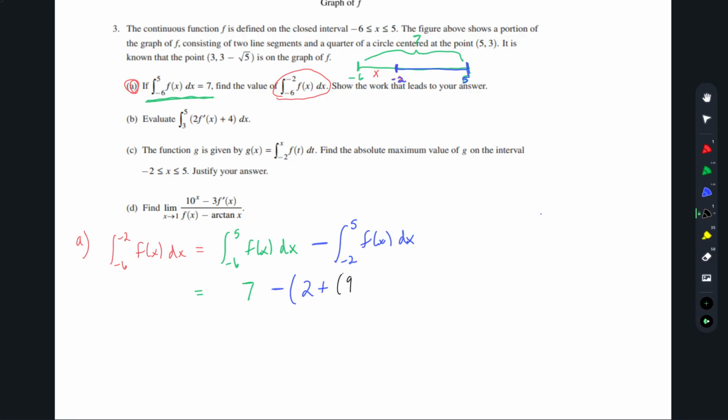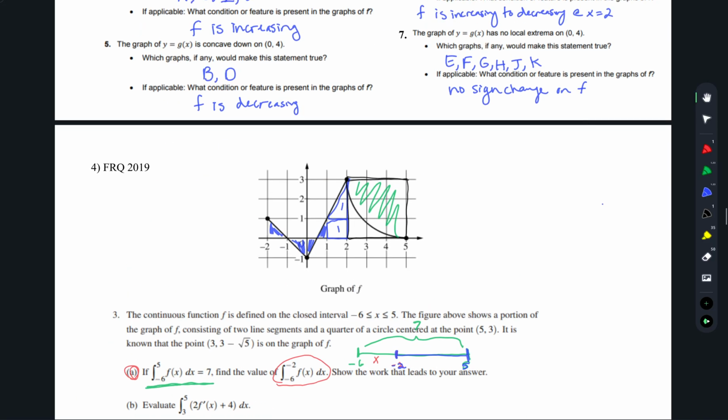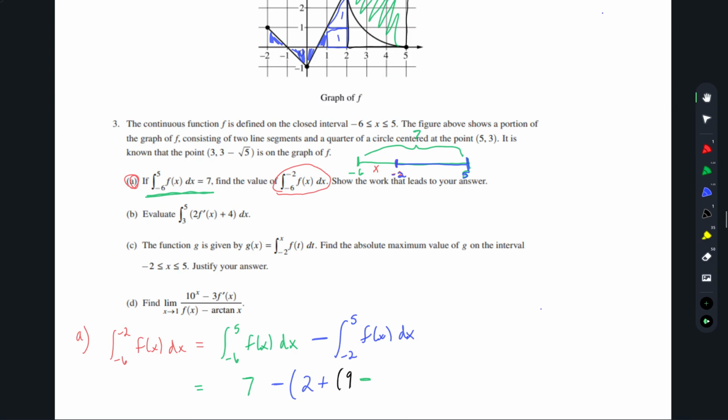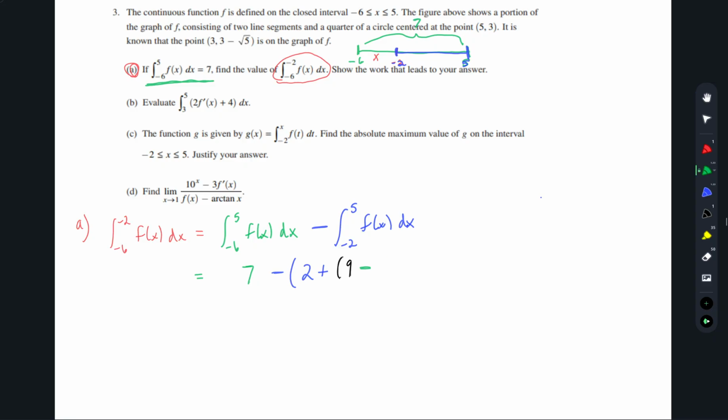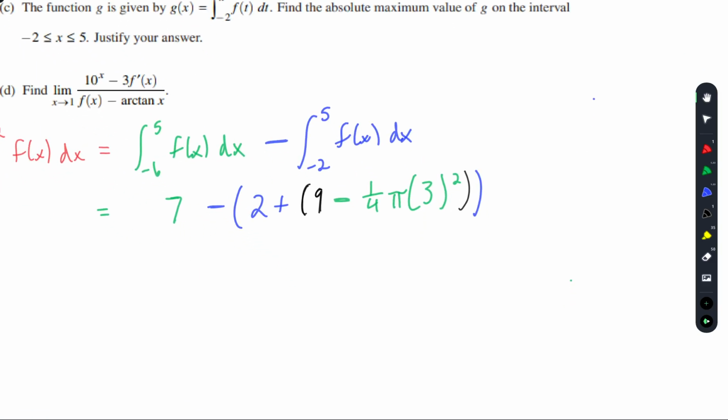I'm just going to put it in parentheses so I can organize my life. And then I'm going to subtract the circle, or quarter circle. Quarter. So quarter is what? 1/4? 1/4 pi radius squared. What was the radius? 3, right? And then you got to make it look cute, this was no calculator, which is annoying, but whatever. Because this is going to be ugly. That's okay.